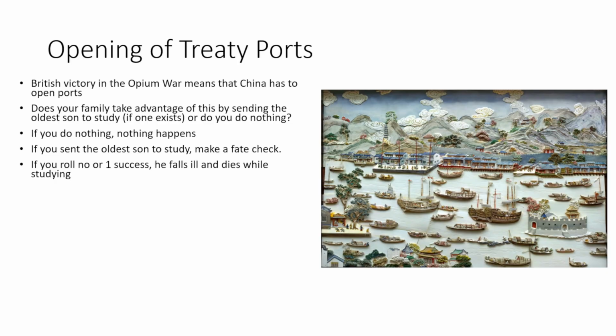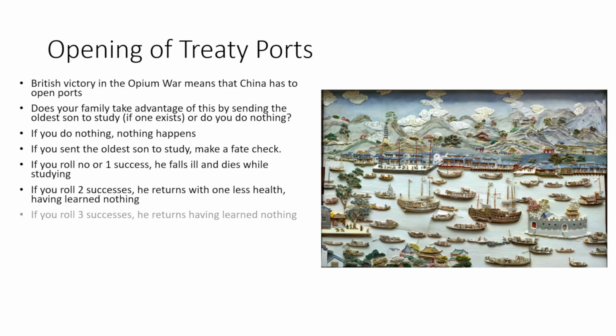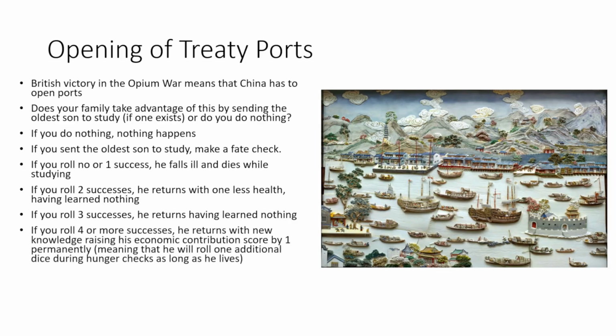If you roll no or 1 success, he falls ill and dies while studying. If you roll 2 successes, he returns with 1 less health, having learned nothing. If you roll 3 successes, he returns having learned nothing. If you roll 4 or more successes, he returns with new knowledge, raising his economic contribution score by 1 permanently, meaning that he will roll 1 additional dice during hunger checks as long as he lives. If he dies, that goes away. It's now time for the hunger check.